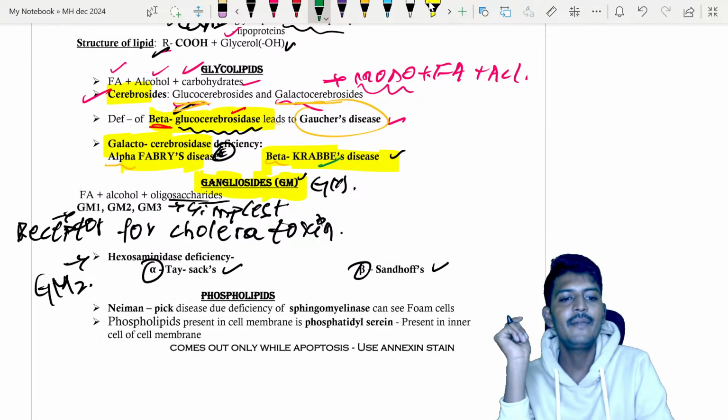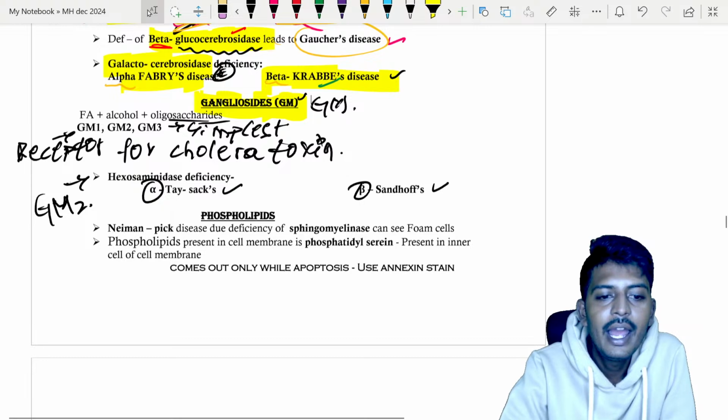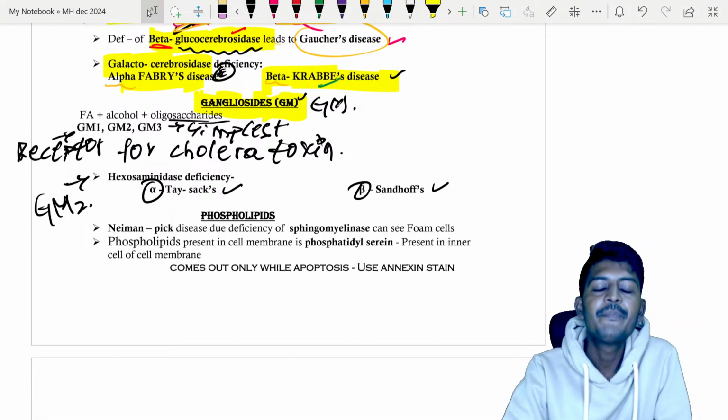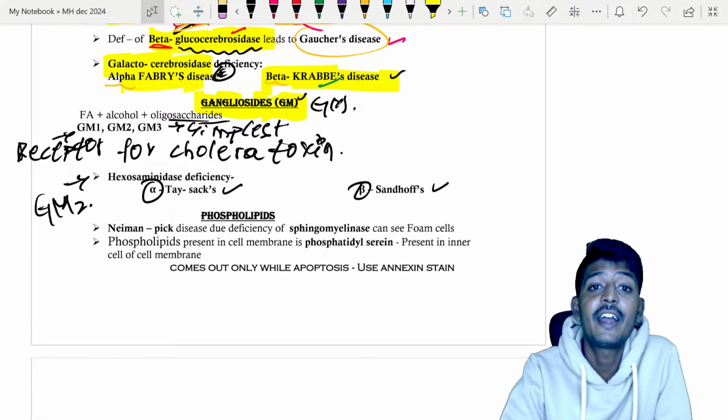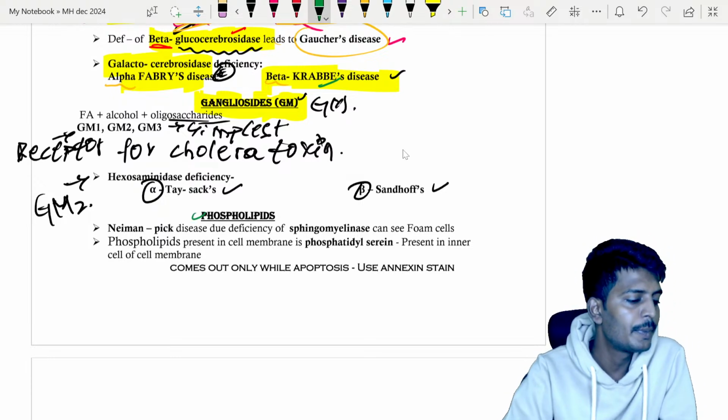The same way, ganglioside deposition will occur as a result of deficiency of hexosaminidase. All right, let's go to the next one, that is your phospholipids.